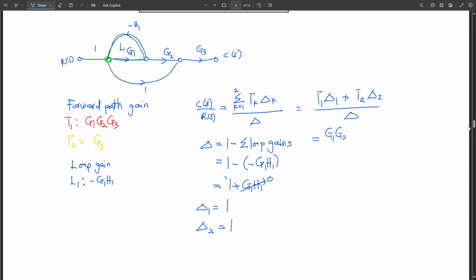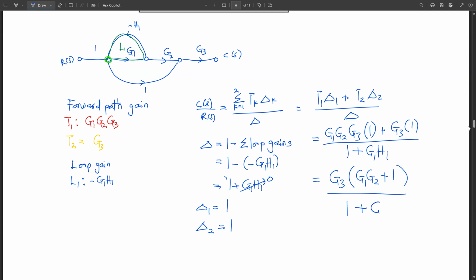G1, G2, G3 multiplied by 1 plus T2 is G3, just G3 multiplied by delta sub 2, which is just 1. And our whole delta is 1 plus G1 H1. And I can simplify this to be G3, G1, G2 plus 1 all over 1 plus G1 H1. Right, so this is the transfer function.